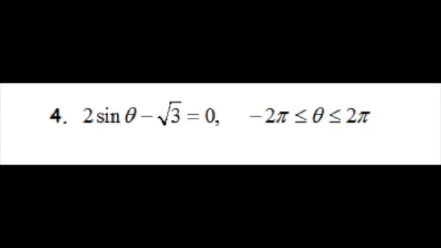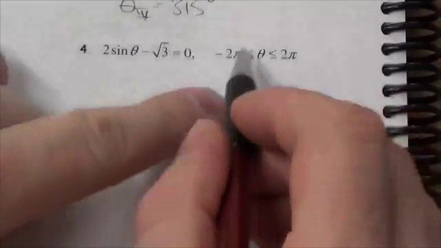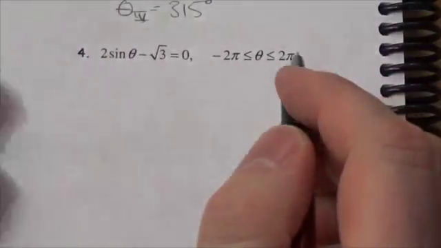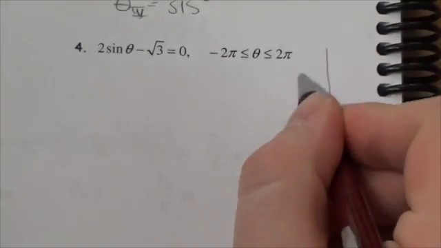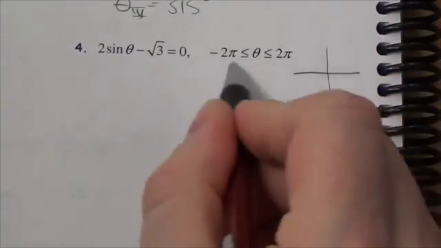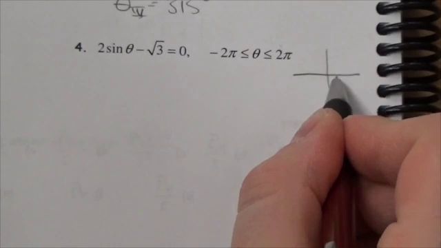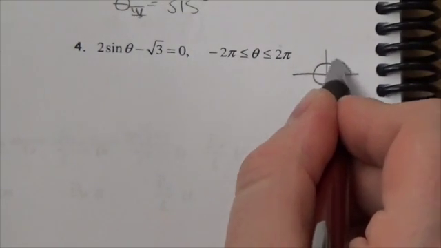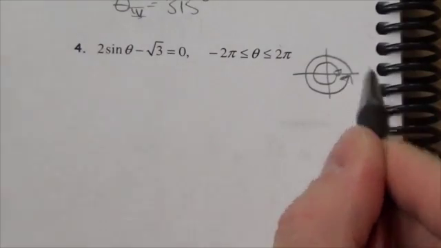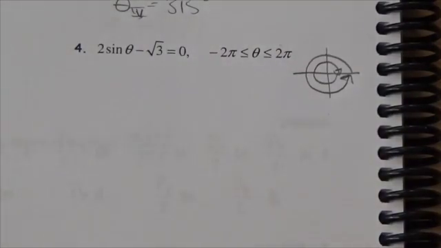2 sine theta minus √3 equals 0, where theta is between -2 pi and 2 pi. Now in this case, when I look at my domain here, this is a bigger domain than I've used for the last few questions. But again, that's what we want to look at first. Now first of all, I'm going from -2 pi, which is a negative full rotation, and then out to 2 pi, which is a positive full rotation. So I'm going around the circle twice in this question.